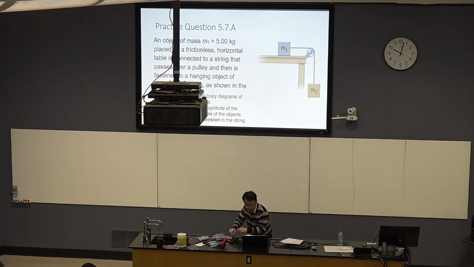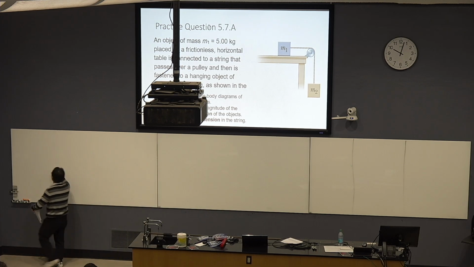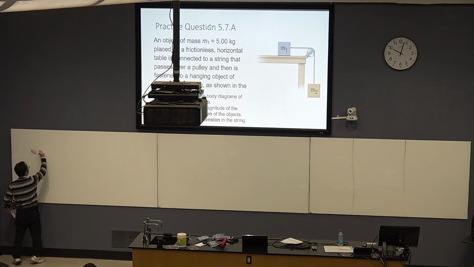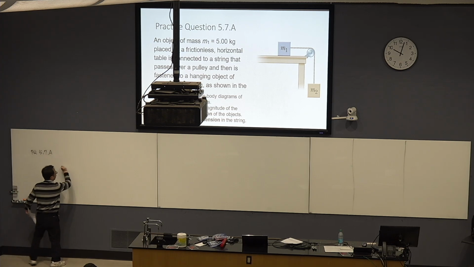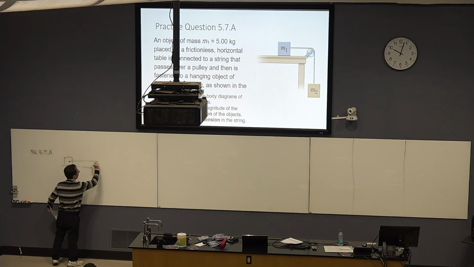So currently we're in section 7 of chapter 5, and it's about applications of Newton's laws. And in this problem here, you have seen two objects. This is called practice question 5.7.8. And you have seen two objects that are connected by a string or by a cord like this.